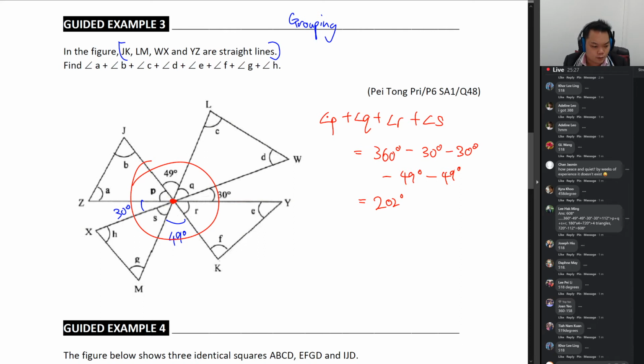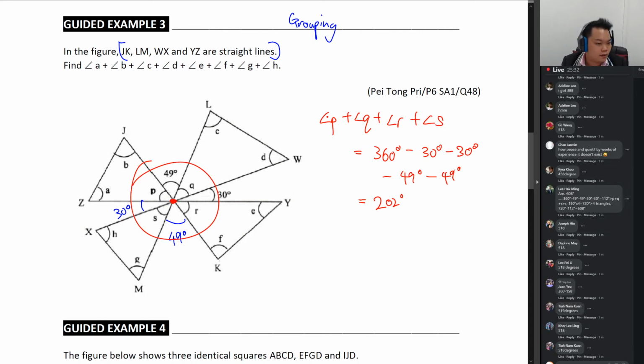Tianam Kwan, I think you probably pressed something wrongly on the calculator. A lot of you got the answer already. So this is 202 degrees.